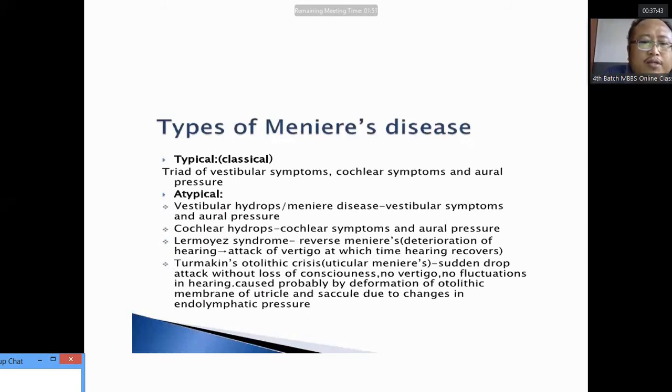In Lermoyez syndrome, there is a deterioration of hearing, then there is vertigo, at which time hearing recovers. And Tumarkin's otolithic crisis: there is a sudden attack without loss of consciousness, no vertigo, no fluctuations in hearing. Means sometimes the patients may suddenly fall with imbalance, but there is no loss of consciousness, a sudden drop.